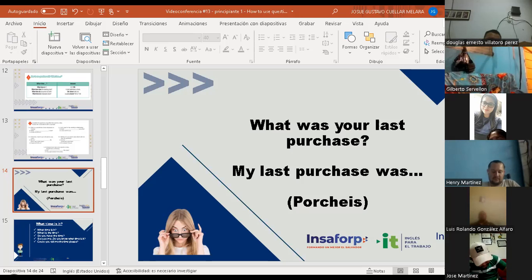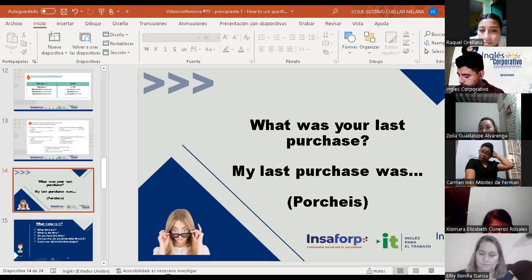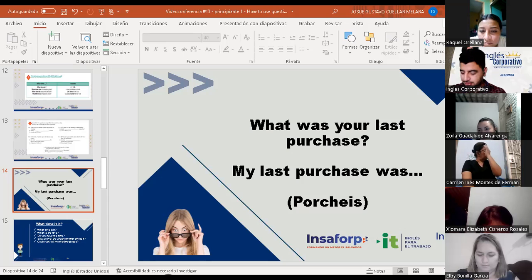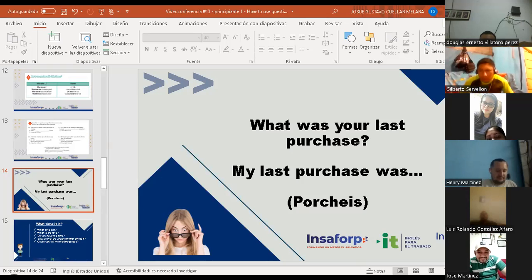My last purchase was books for my son. Yes, and they are always necessary at the beginning of the year. Okay, in January, in February, yeah, you have to buy. Okay, thank you. In January. Yes, in January specifically. Yeah, that happens. Okay, we go with Santos, and after Santos, Luis.